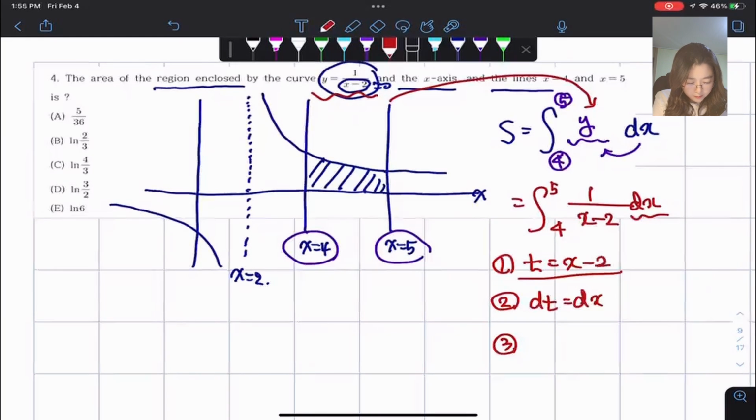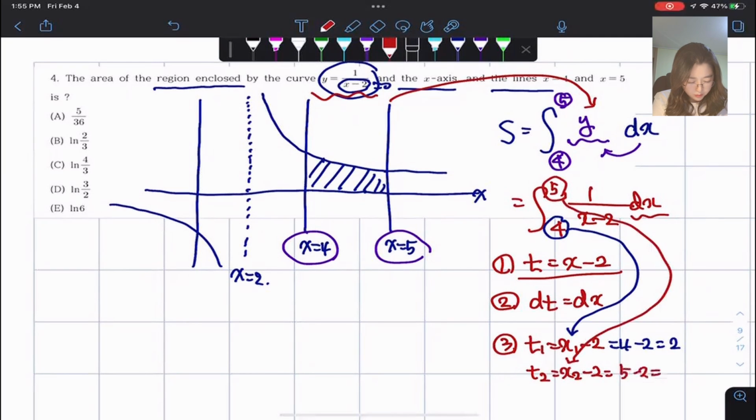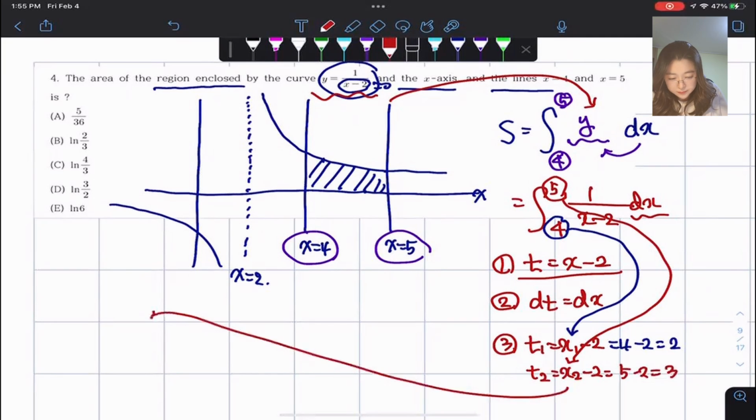Find the changed interval. So t1 equals x1 minus 2. x1 is 4, so plug in this value: 4 minus 2, this is 2. t2 equals x2 minus 2, plug in this value, so 5 minus 2 equals 3.